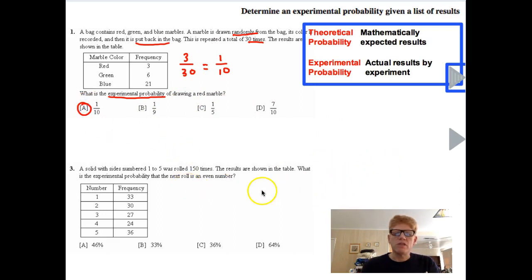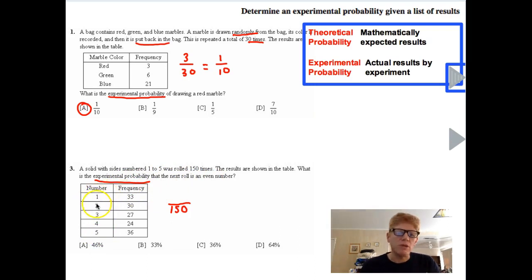Let's move on to the second problem. A solid with sides numbered 1 to 5 was rolled 150 times. The results are shown in the table. What is the experimental probability that the next roll is an even number? Well, we know that it's going to be out of a total of 150 times. That's how many times we performed the experiment. And we know that we had 5 choices here, so 1, 2, 3, 4, and 5.